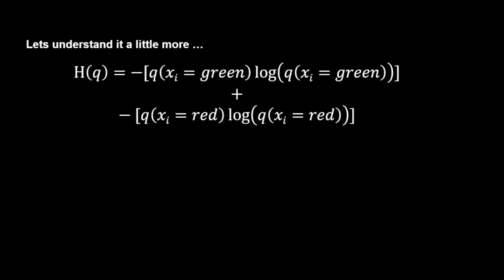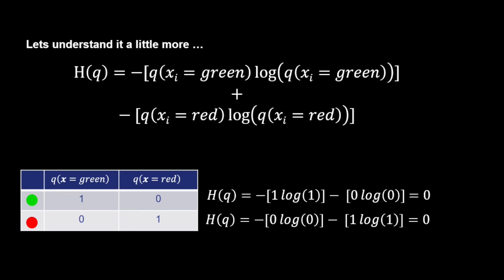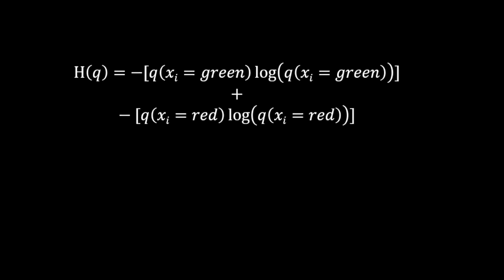Let's understand it a little more. The distribution of green and red point is as shown in this table. That is, q of x equals green is 1 and q of x equals red is equal to 0 for the green point, and vice versa for the red point. If we try to use these values in the above equation, we have the entropy of green point as 0 and similarly the entropy of red point is 0. So what this basically means is that since we surely know the green point is green and the red point is red, the uncertainty or the entropy is 0.